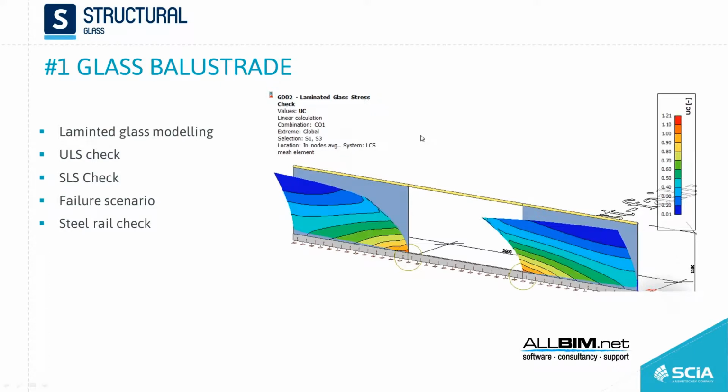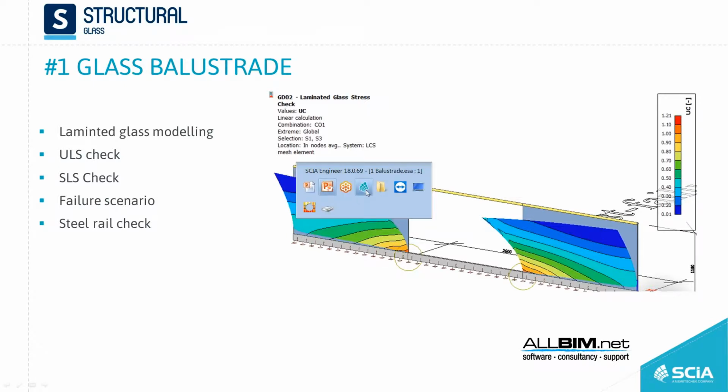I have prepared a practical example now to see how we can design a glass balustrade. With glass balustrades, laminated glass is always used to ensure safety. We will perform a ULS check, an SLS check, and we'll also go through a failure scenario, which is mandatory, where one of the glass spans fails and the other, through the steel railing, has to take the extra load. And we can also check the steel rail.